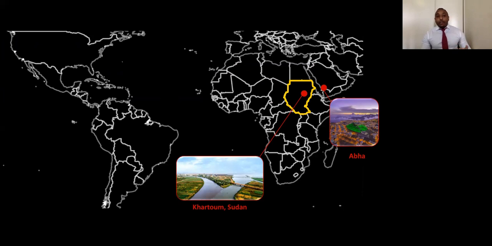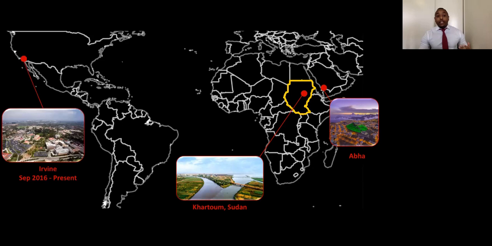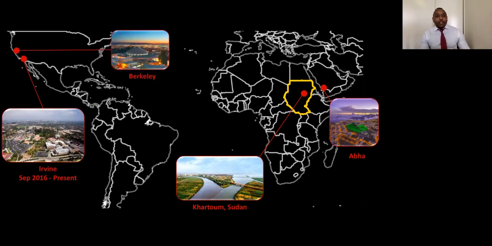I studied civil and environmental engineering. And then after I earned my bachelor degree in the fall of 2016, I moved to Irvine to start graduate school. So since then, I had my master's degree, and today I'll be defending my PhD. And then soon I will be starting the next journey with Berkeley Lab as a postdoctoral researcher at UC Berkeley. So this is a quick self-introduction.